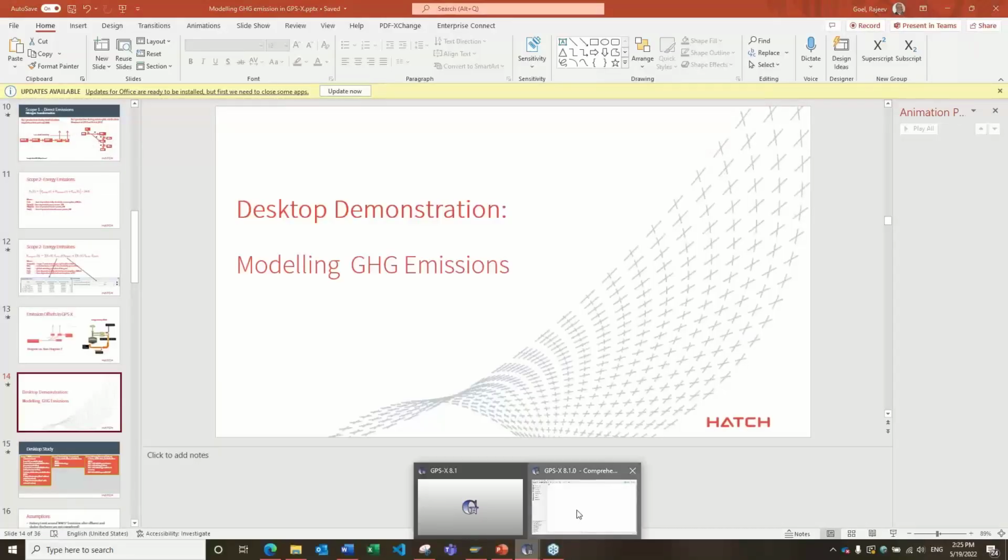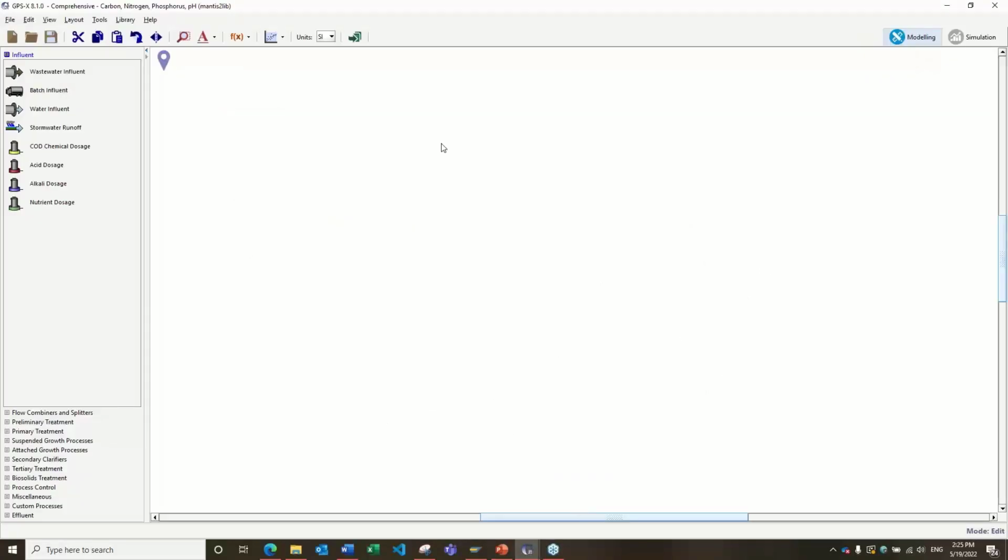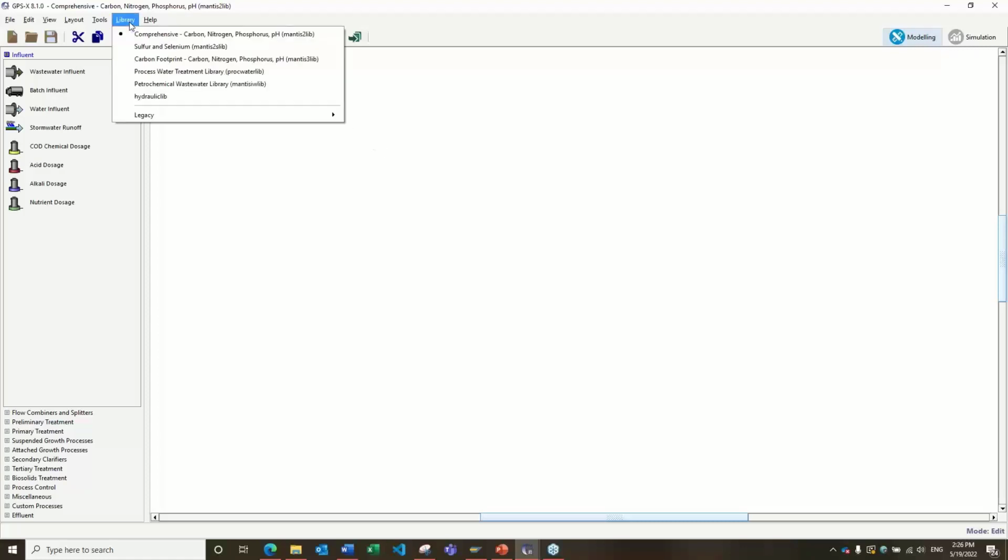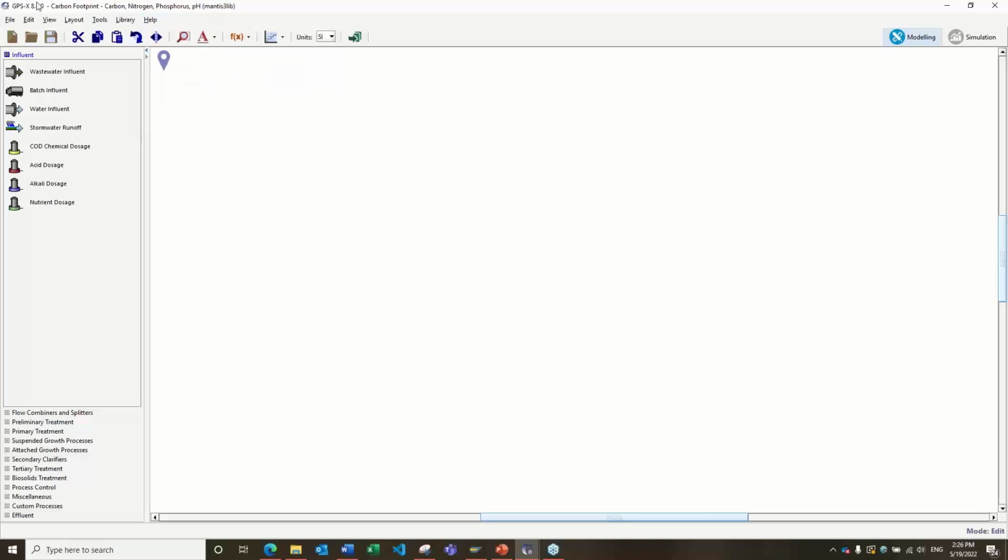So let me just open up this one here. If you are a user of GPSX, then you might be familiar with this interface. First of all, let's look at the libraries here, and there is a carbon footprint library. If you have a GPSX license and click on library, you should be able to see this carbon footprint, carbon, nitrogen, pH library here. We click on this, then it changes to the carbon footprint library.